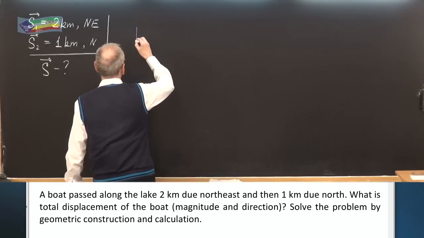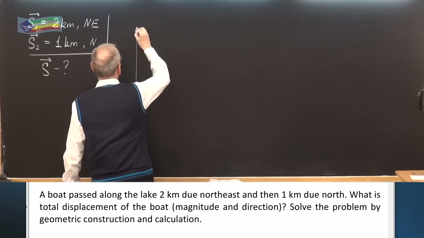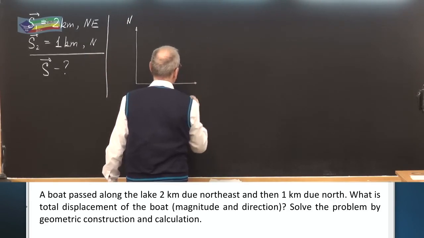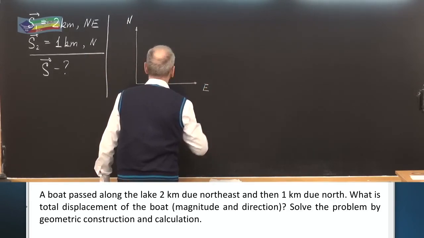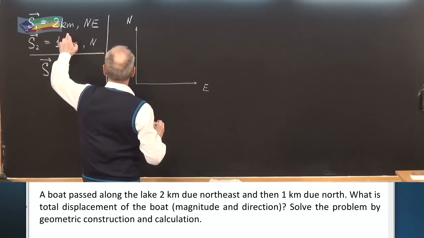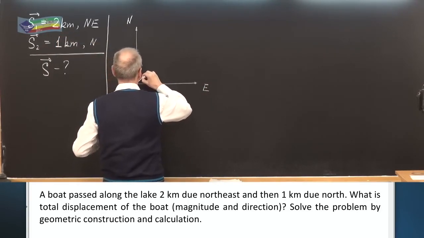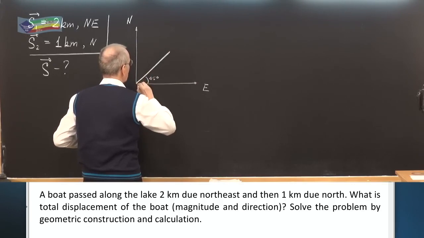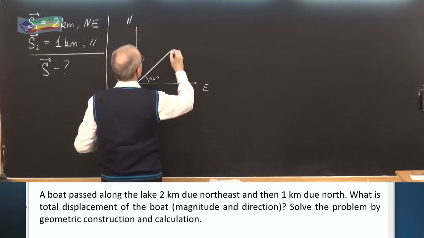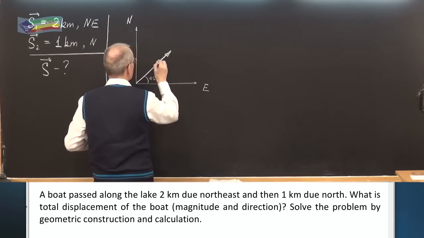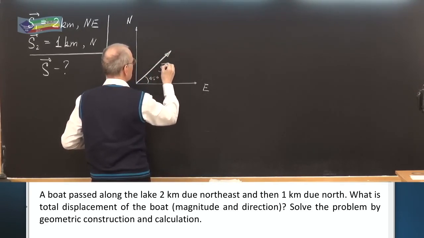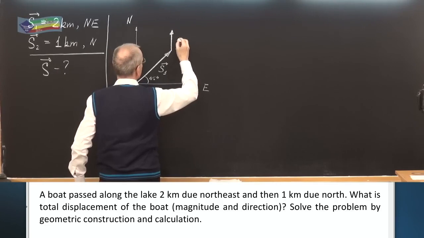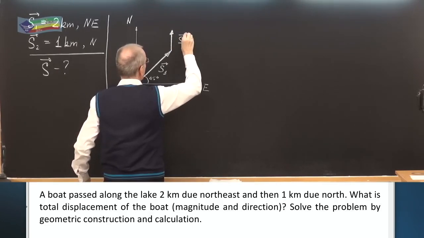North direction is upward, east direction is to the right. 2 kilometers northeast is at an angle of 45 degrees to both directions. This is the S1 vector, and the S2 vector is 1 kilometer to the north.